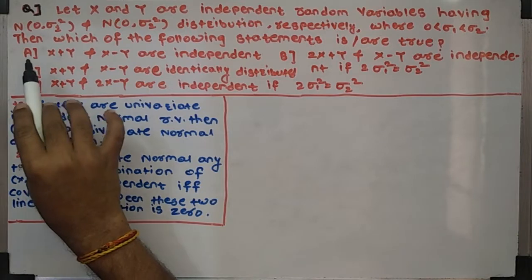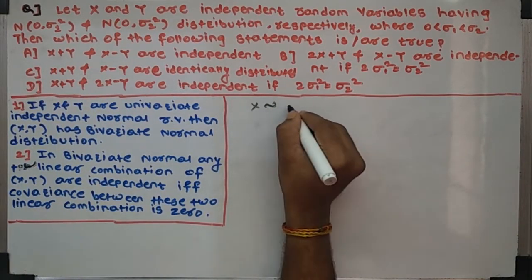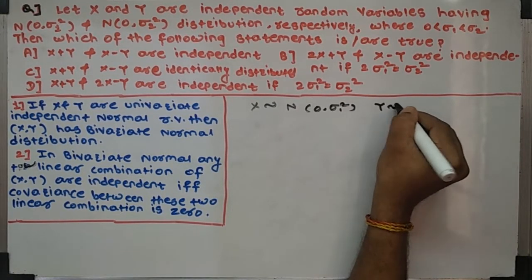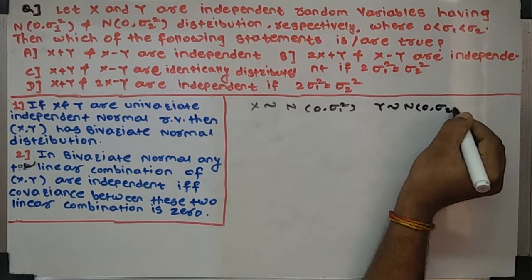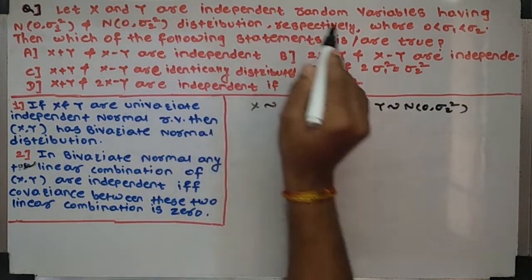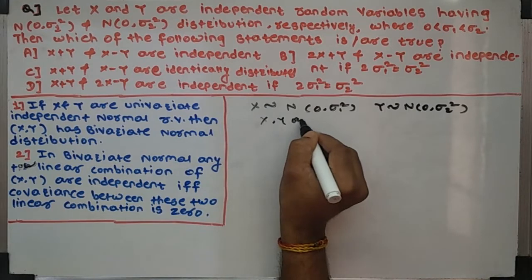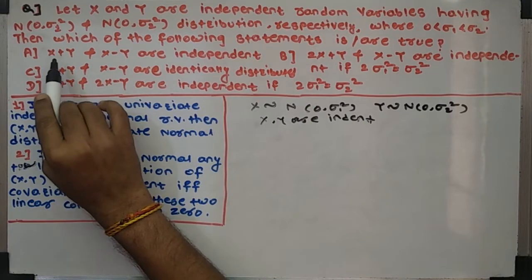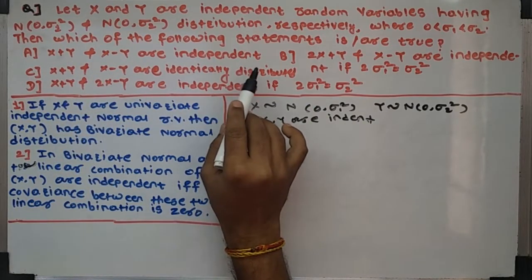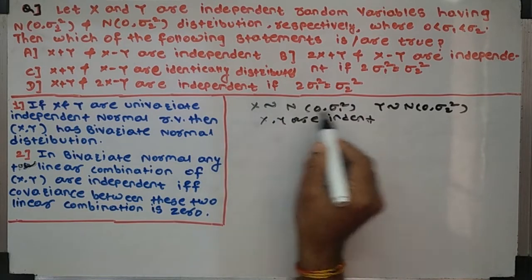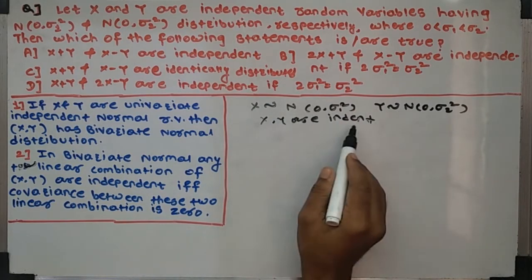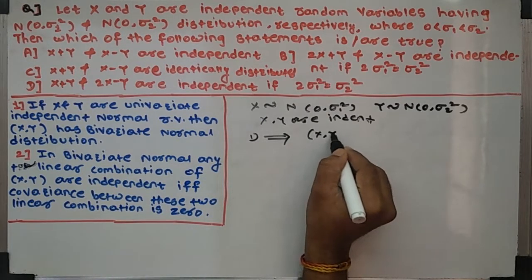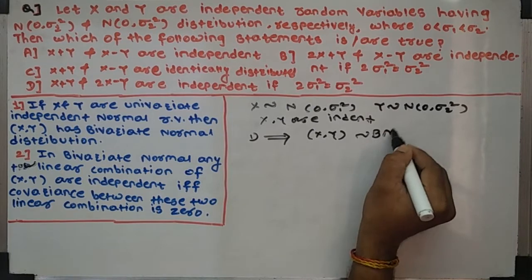Here we are given that X follows Normal with parameters 0, sigma1 squared, Y follows Normal with parameters 0, sigma2 squared, and X and Y are independent. So we first see whether X plus Y and X minus Y are independent. Here X and Y are univariate normal and independent, so by the first result, (X, Y) follows a bivariate normal distribution.